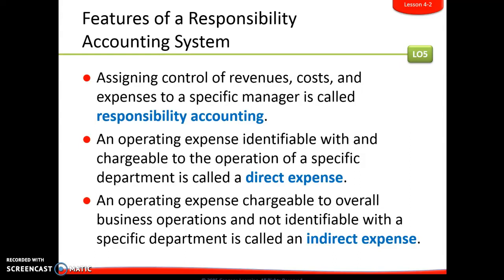So some terms that they're giving us: responsibility accounting is assigning control of revenues, costs, and expenses to a specific manager. Direct expense is an operating expense identifiable with and chargeable to the operation of a specific department. An indirect expense would be an operating expense chargeable to overall business operations and not identifiable with a specific department.